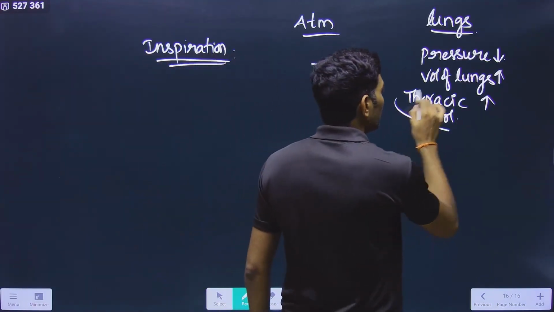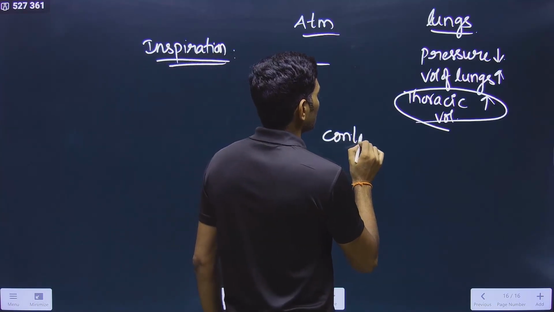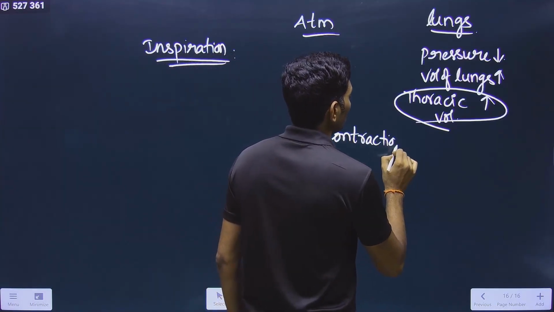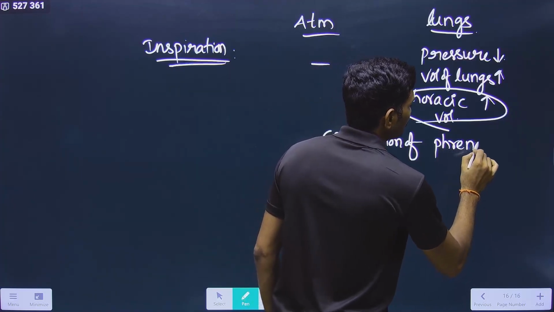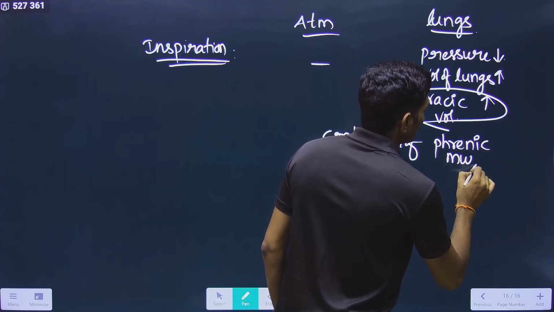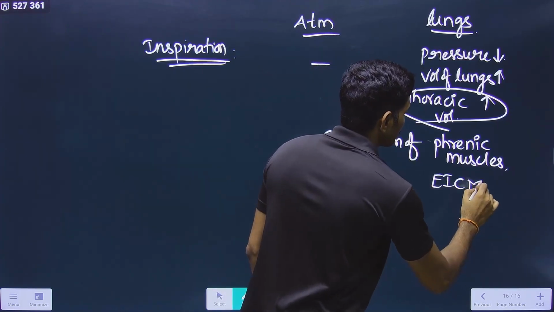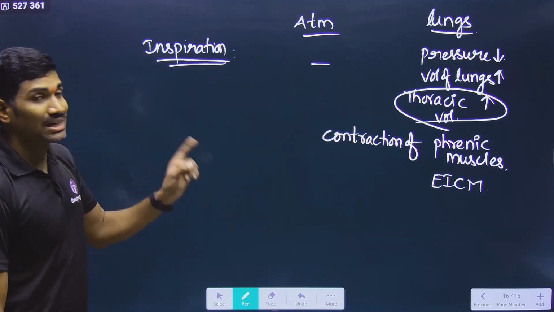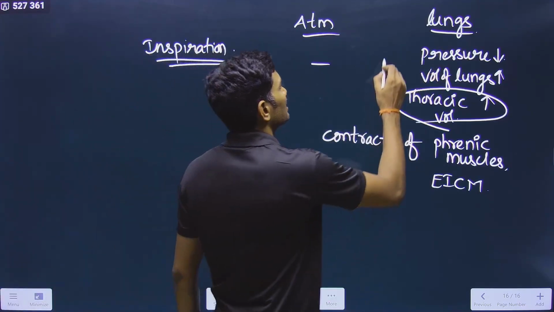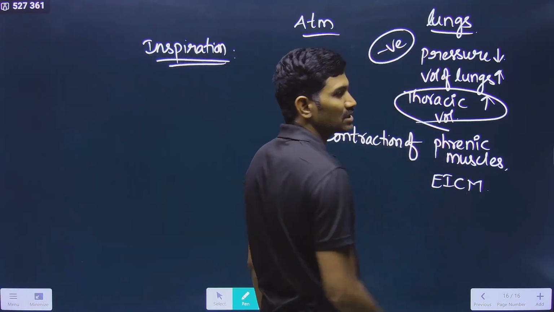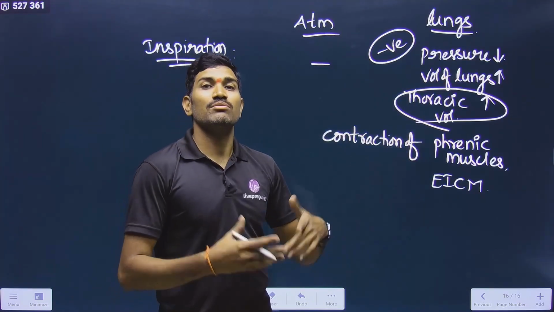And to make this thoracic volume more, what is happening here? Contraction of the diaphragm, meaning phrenic muscles, and also the external intercostal muscles. This is the overall summarized, most important information. During inspiration, pressure within the lungs is less. That's why it is called negative pressure. And the volume of the lungs is more. Thoracic volume is also more.